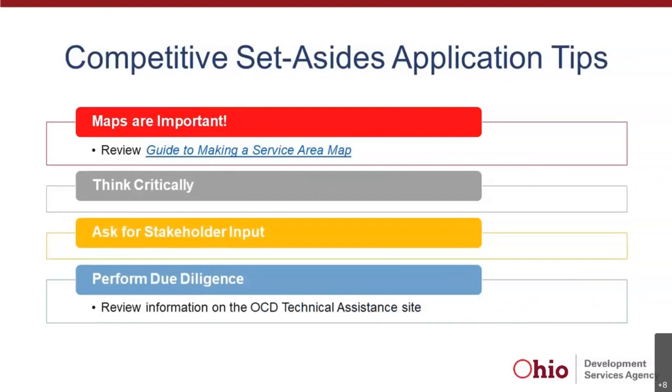Maps are important, especially for the neighborhood revitalization and critical infrastructure grants. The location map must show the project, and the service area map must delineate a residential area that will be served. The narratives and photos included in your application must support your service area determination.